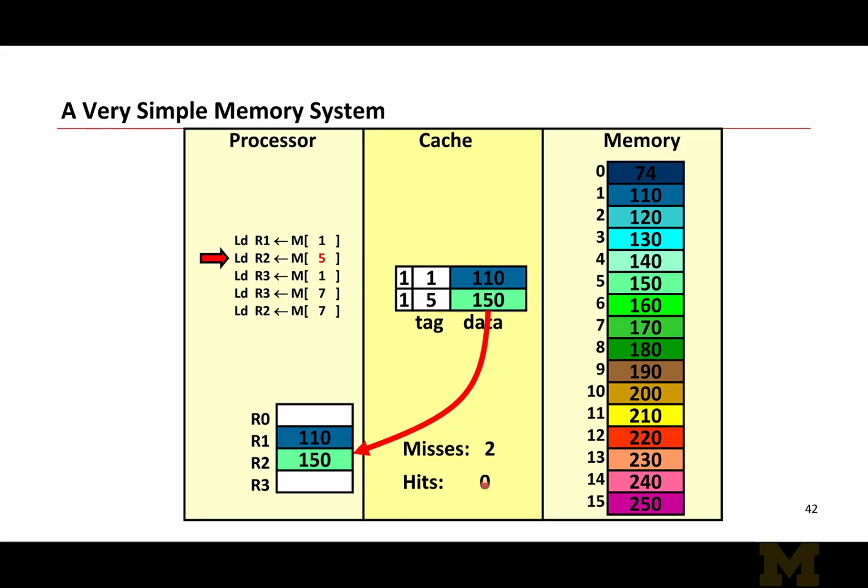I would also need to update my LRU bit. Before, the second line was the LRU, but now because I have just accessed this line, the other one becomes the least recently used line.